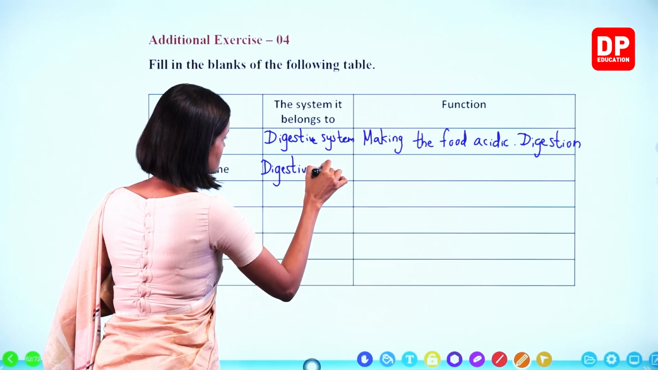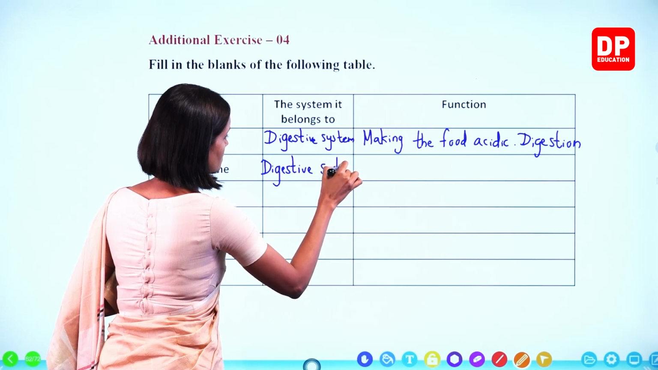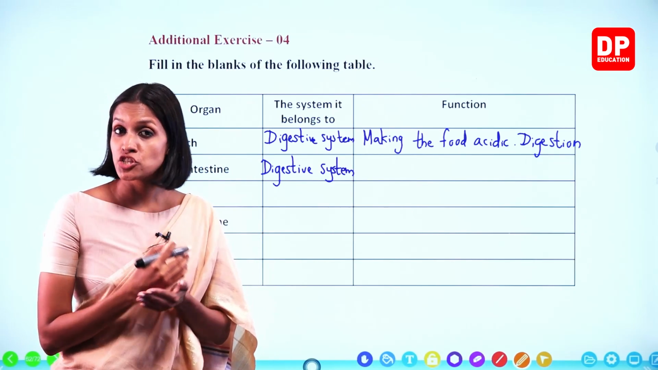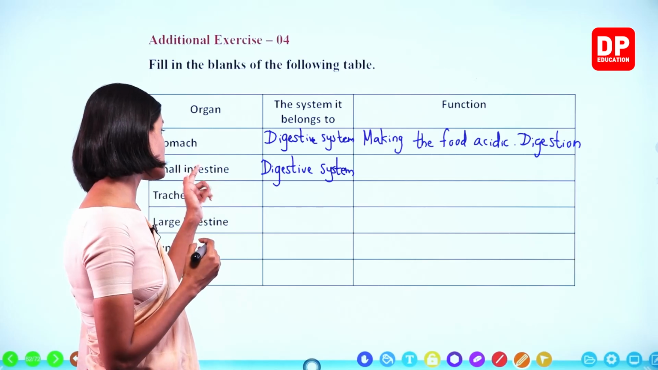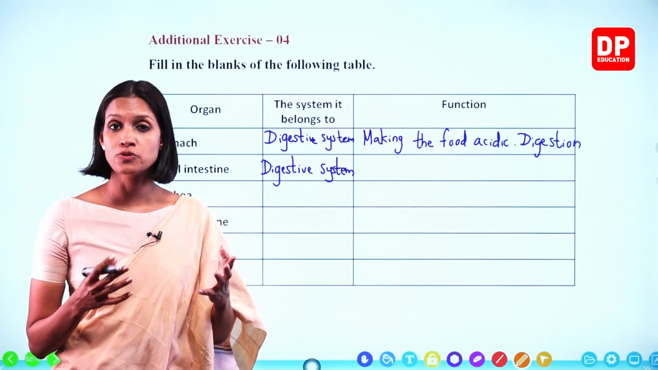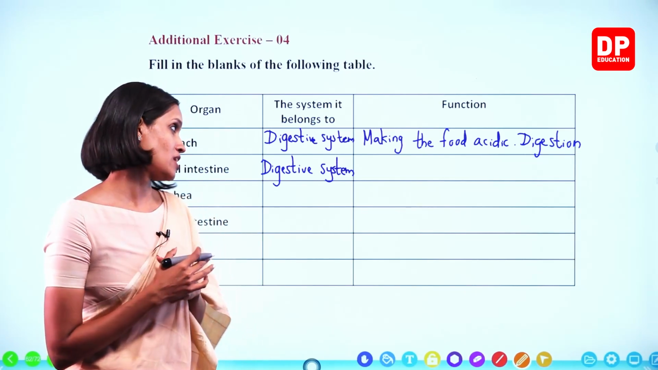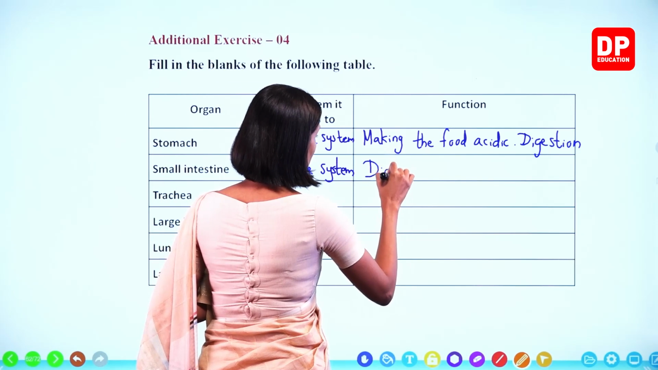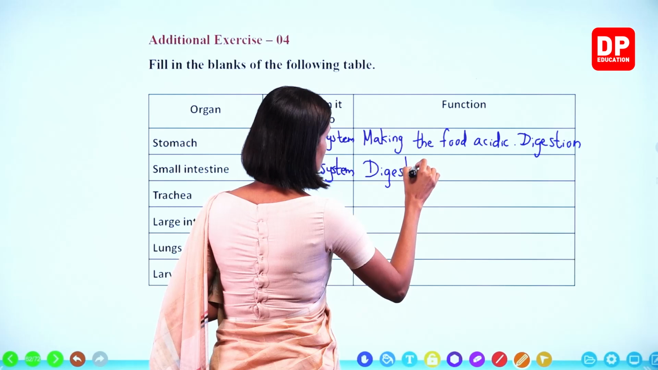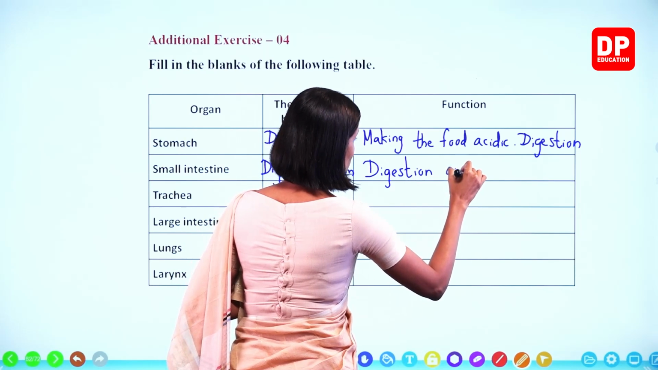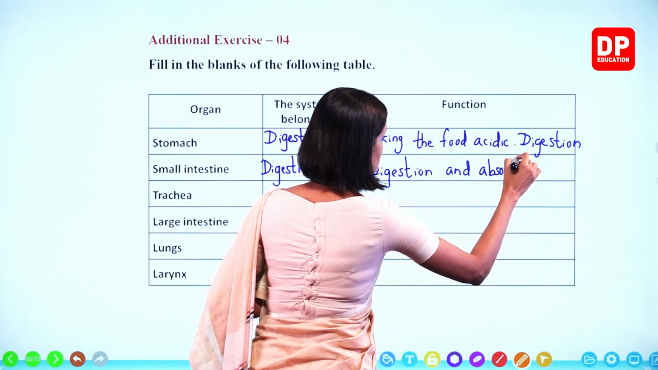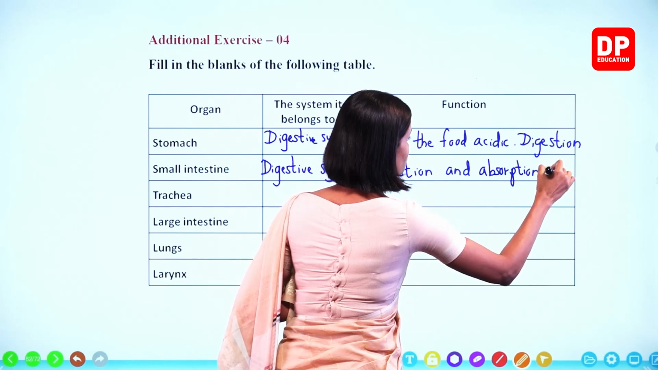Digestive system. Function. You all know that the digestion completes in the small intestine and also absorption of the nutrients takes place. Let's write digestion and absorption. Absorption of food.